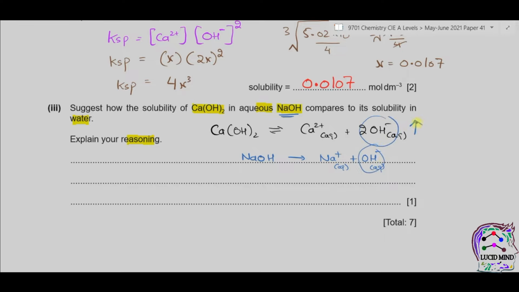So when the concentration of a product increases in a reversible reaction, the reaction goes to the backward side and the solubility of calcium hydroxide will decrease. So we can write that the solubility of calcium hydroxide solid will decrease due to the common ion effect.